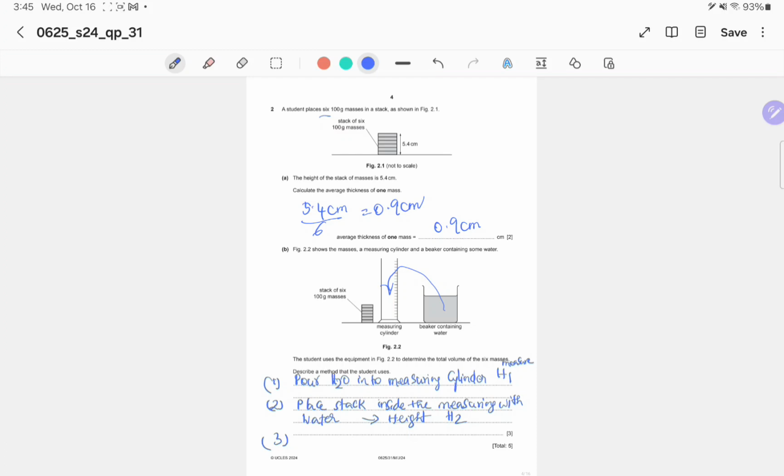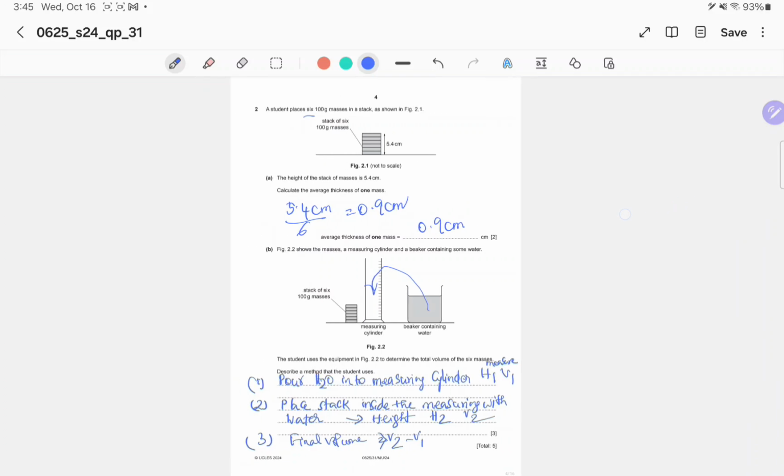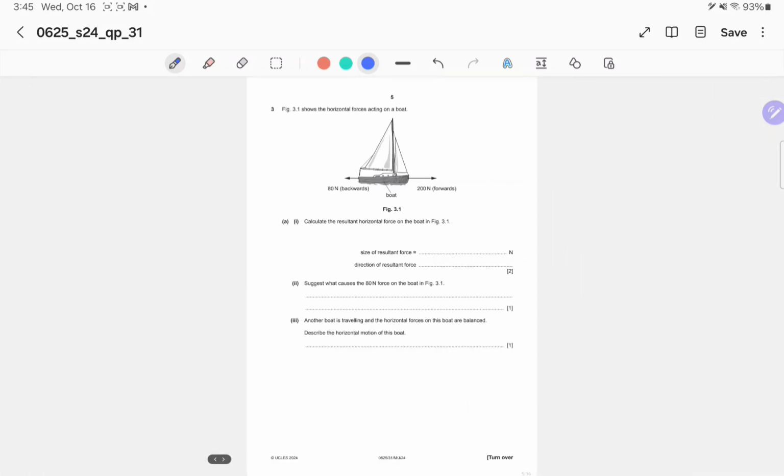Here the volume is v1, now the volume is v2. So the final volume difference is v2 minus v1. That's the difference in the volume, which gives the volume of the stack. Okay, next question.